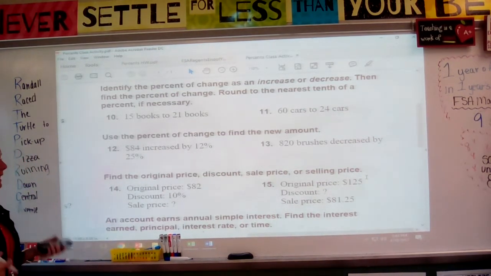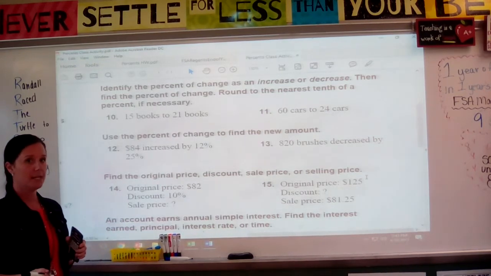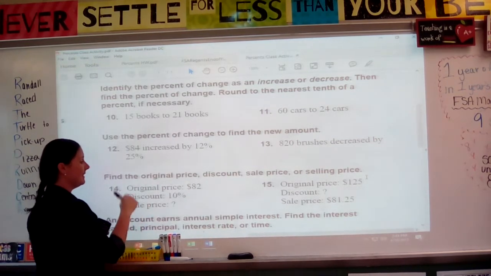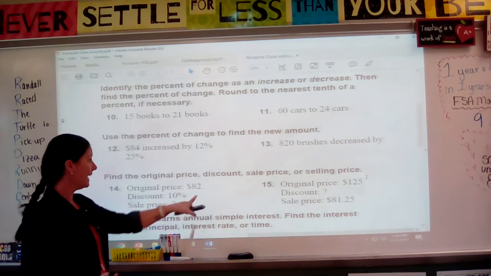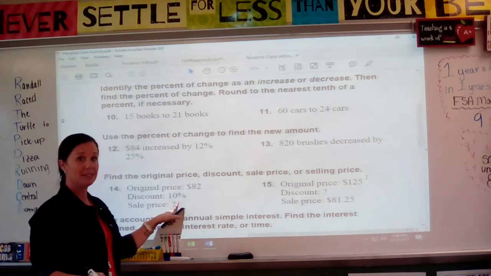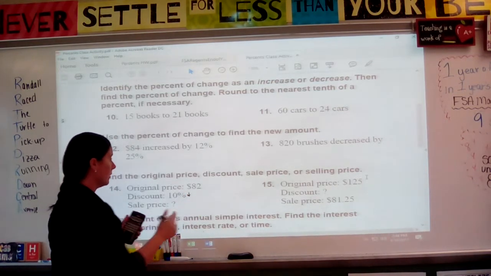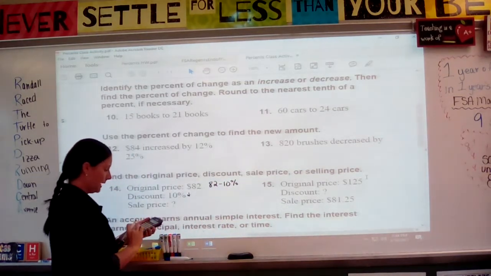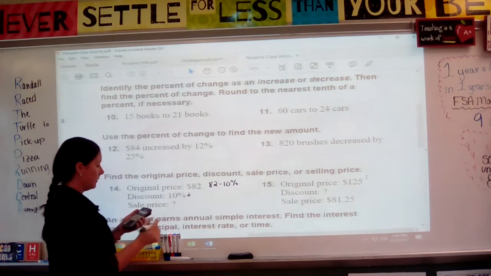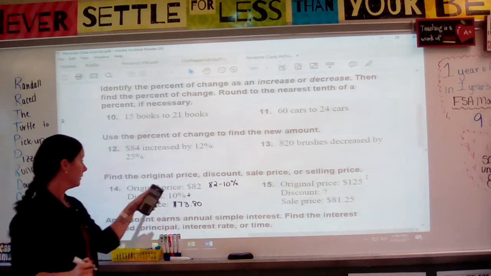So we're finding the original, discount, sale price or selling price. The original price was 82. We are discounting by 10%. So the first thing I need to figure out is, is a discount going to be making the number larger or smaller? When you go shopping, if I'm buying $82 jeans and there's a 10% discount, my jeans are going to be cheaper. So it will be a discount. My price will go down. So I will do 82 minus 10% on my calculator. 82 minus 10% will give me $73.80 as the sale price for whatever we're buying.